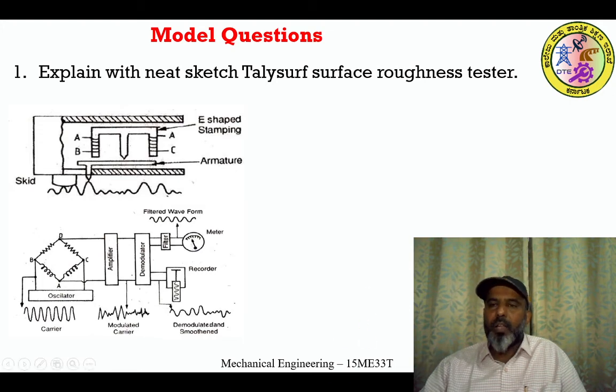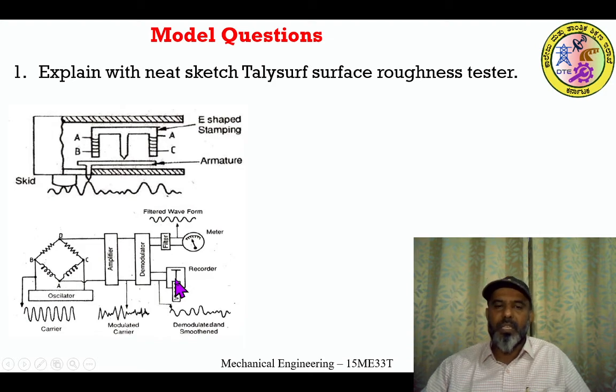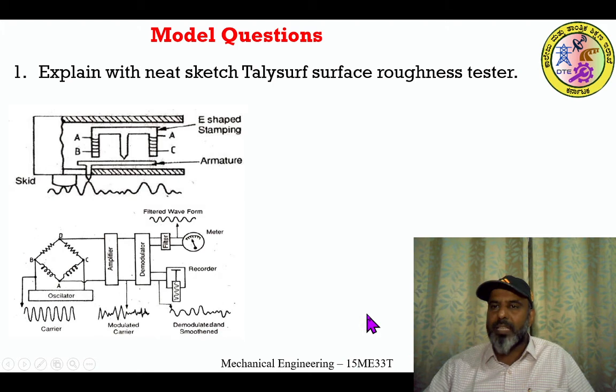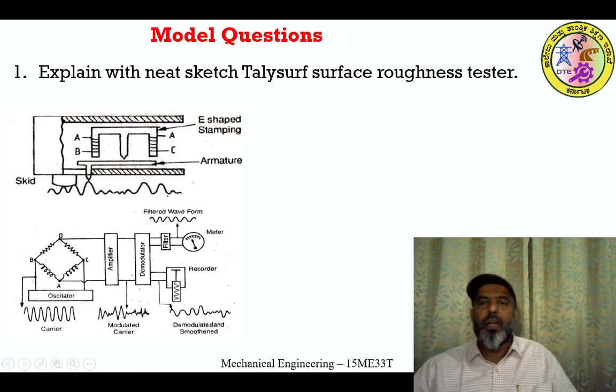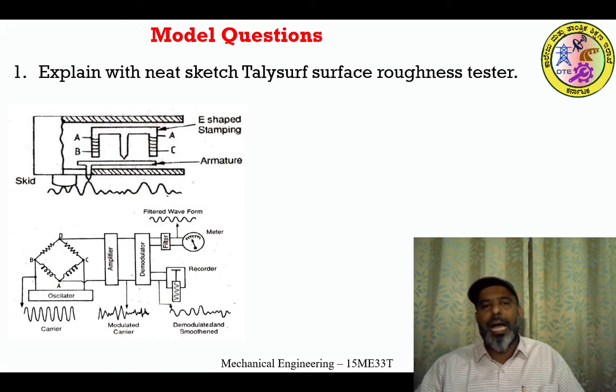In the demodulator, two things occur. The demodulator produces a demodulated and smoothened curve, which is recorded in a pen recorder for future reference. It is a permanent record. Then the signals coming from the demodulator are also passed into the filter to obtain the filtered waveform, which is read on a meter to give direct readings. These are the things to be written in the answer.